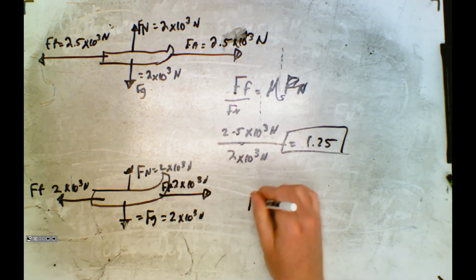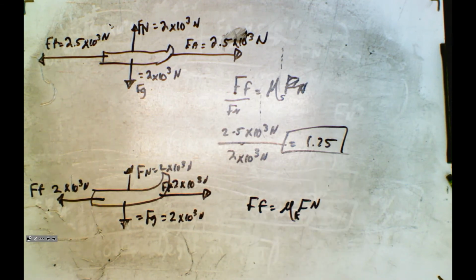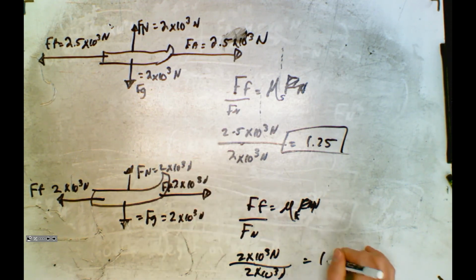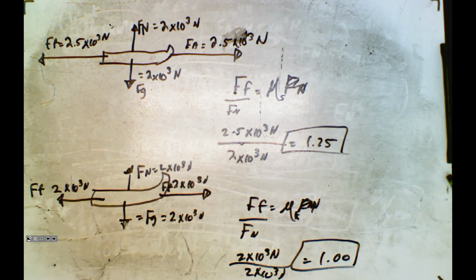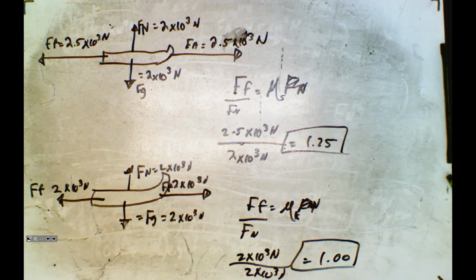We use the same formula, but this time it's kinetic because it's sliding. So we move force normal under there, and if we calculate this, my force of friction is 2 times 10 to the 3 newtons and 2 times 10 to the 3 newtons is my force normal, so it ends up being 1.00 as our answer. It's the same sled, but the static is always going to be higher than the kinetic.